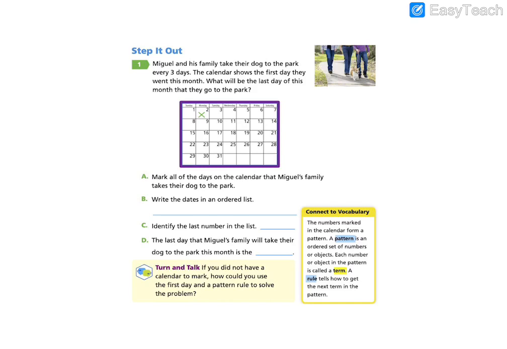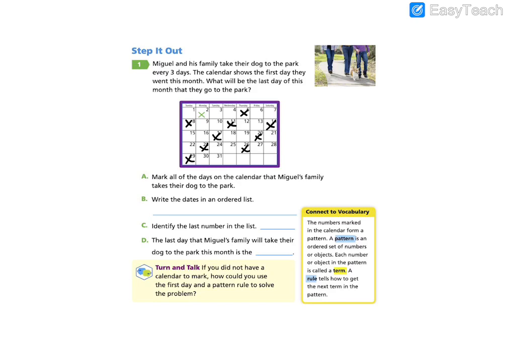We need to mark all the days on the calendar that Miguel's family will take their dog to the park. We know they're going every 3 days, and they start on the 2nd. So we need to go 3 days after the 2nd, which would be the 5th. 3 days after the 5th is the 8th, then the 11th. Go ahead and pause the video and finish crossing off the days his family will go to the park. Press play when you're ready to check your work.